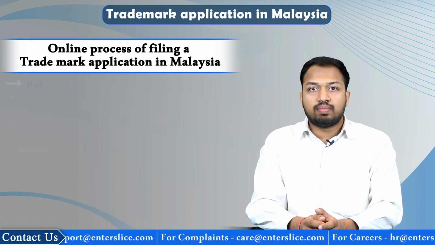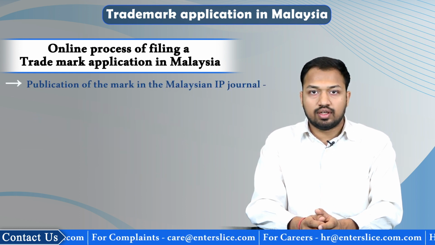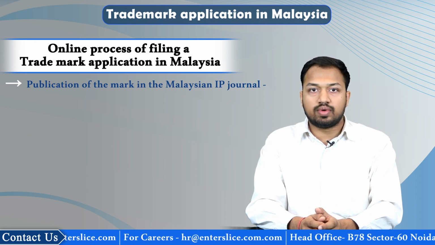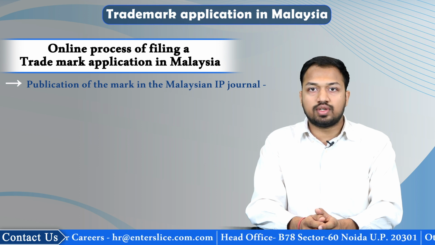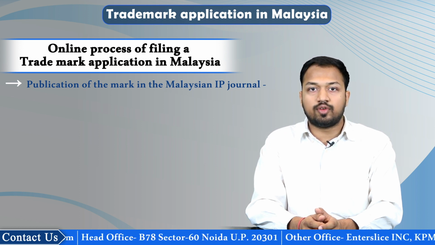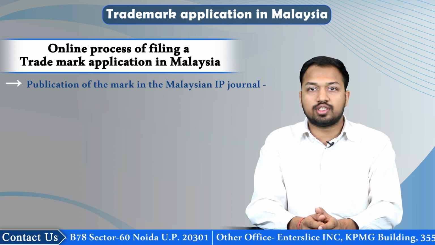Seventh step involves publication of the mark in the Malaysian IP journal. If the registrar finds that the application fulfills all the necessary requirements specified under the Trademarks Act of 2019, the trademark is accepted and the registration procedure moves towards the advertisement of the mark in the Malaysian IP official journal.